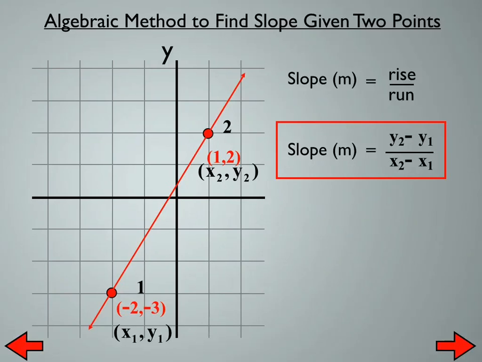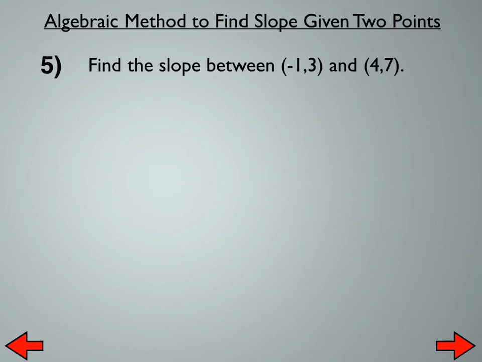So in this case, it would be 2 minus negative 3. And on the bottom, we're finding the difference of the x's. So second x minus the first x. So in the case of these two, 1 minus negative 2. And in this case, we would get a slope of 5/3. All right, so let's do a little practice of that using the algebraic method or the slope formula. Everybody find the slope for number 5.